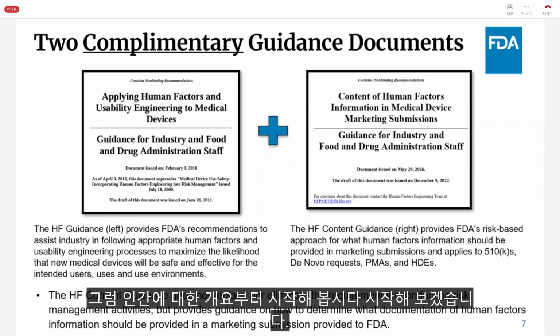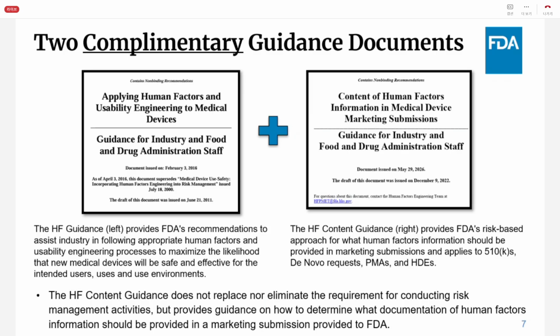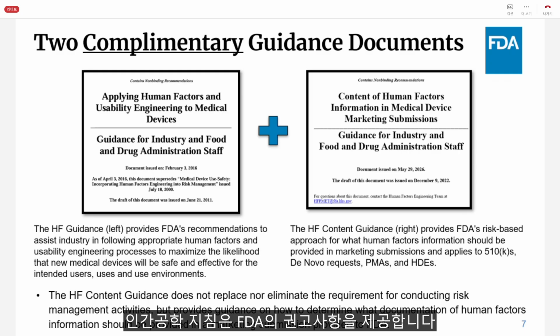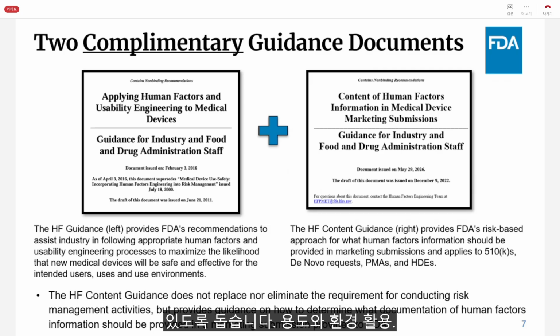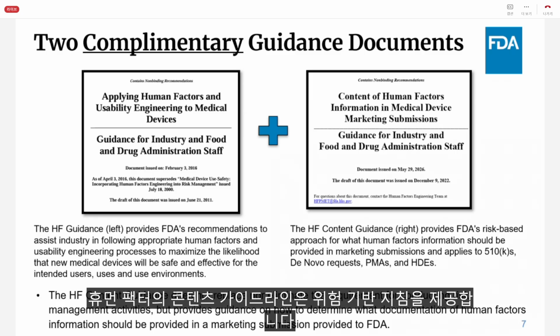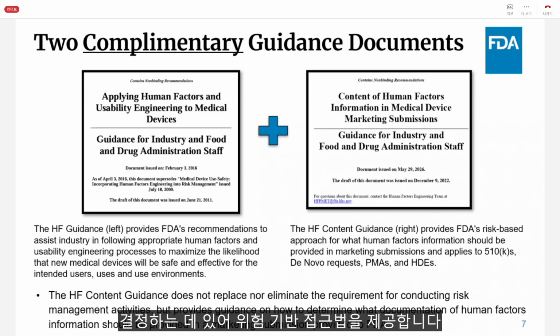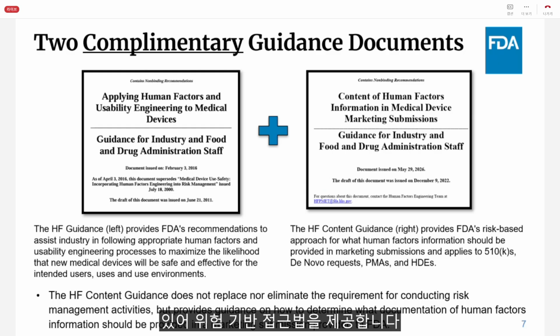The Human Factors Guidance provides FDA's recommendations to assist industry in following appropriate human factors and usability engineering processes to maximize the likelihood that the new medical device will be safe and effective for the intended users, uses, and use environments. The Human Factors Content Guidance provides a risk-based approach for determining what human factors information to provide in marketing submissions, including pre-market notifications, or 510(k)s, De Novos, pre-market approval applications, or PMAs, and humanitarian device exemptions, or HDEs. This guidance is complementary to the Human Factors Guidance.